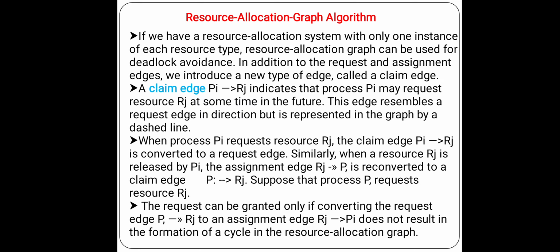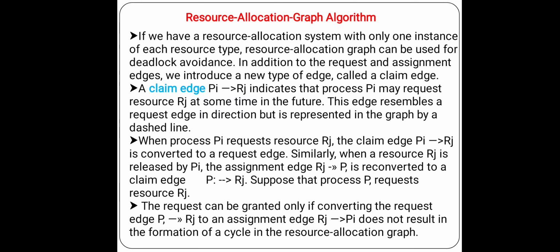In addition to these two edges, here we have to see one more edge, a new type of edge called a claim edge. Assignment edge, claim edge, and request edge. A claim edge can be represented with dotted lines, which means the process needs some resources in the future. Okay, see one more time.